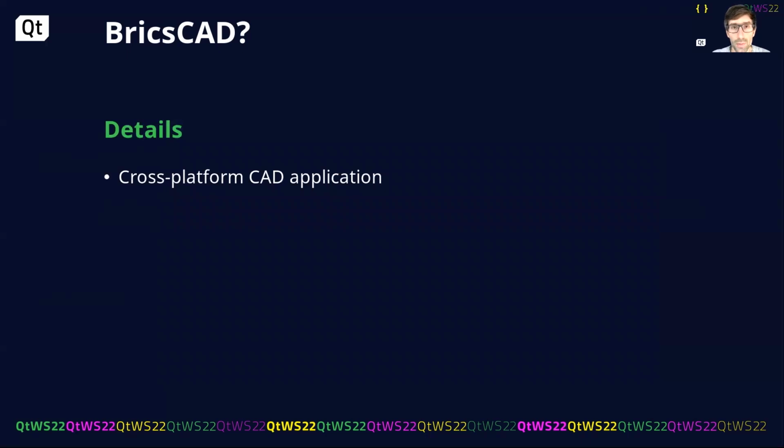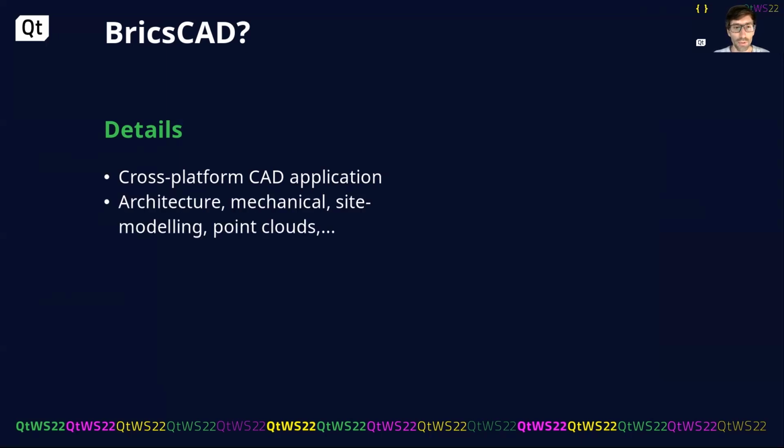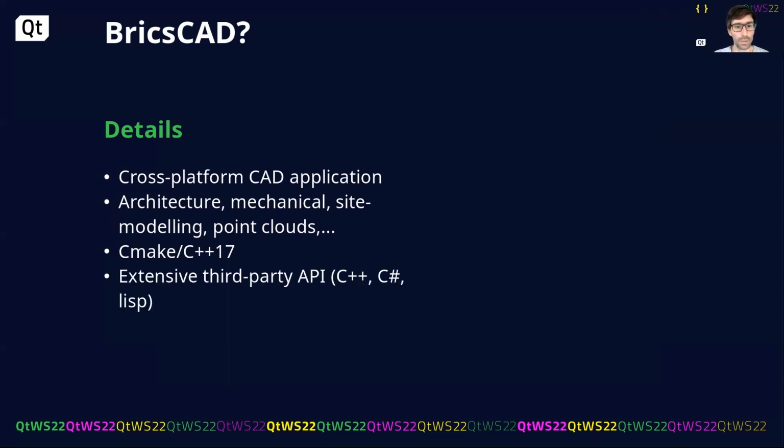So BricsCAD is cross-platform. We run BricsCAD on Linux, Windows, and Mac. There are built-in modules for architecture, mechanical, for site modeling, for point clouds, and some more. Our build system is CMake, and we are currently on C++17. We hope to switch to 20 this year or next year. We might be a bit held back by the C++20 support in the compiler. We will have to see.